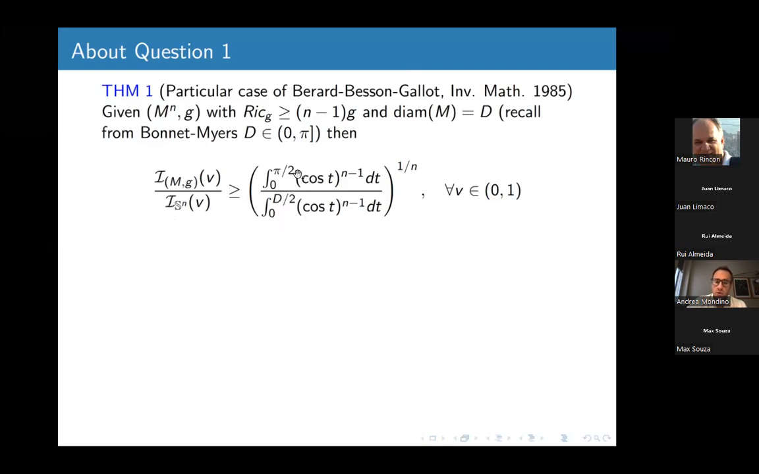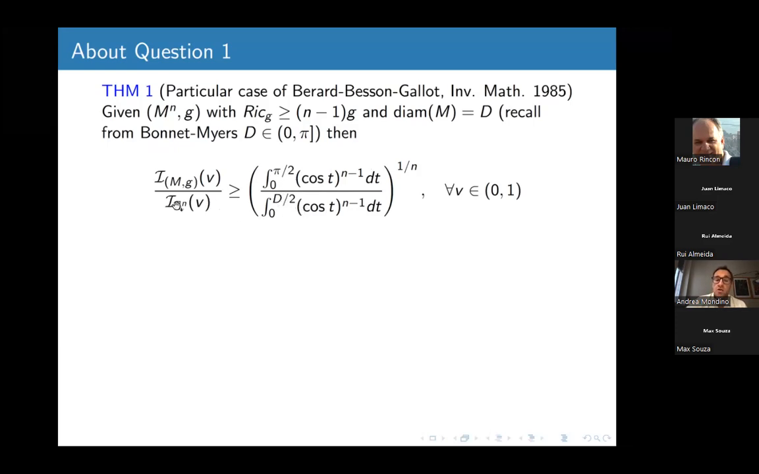So you are integrating the same function, which is cosine t to the power n-1, but at the denominator you integrate this function up to d over 2, and at the numerator you integrate it up to pi over 2. Now you recognize that the cosine on this interval is positive, and the diameter is at most pi, and so this right-hand side is always bigger or equal than 1, and is equal to 1 only if the diameter is equal to pi.